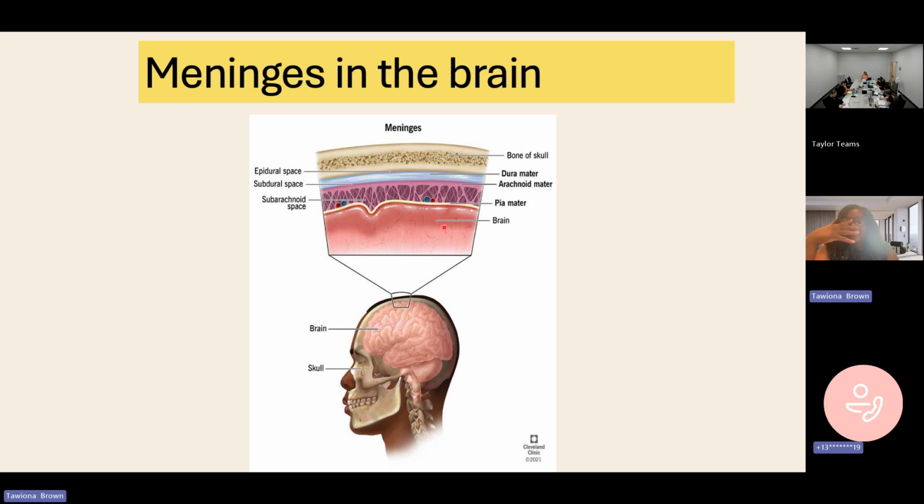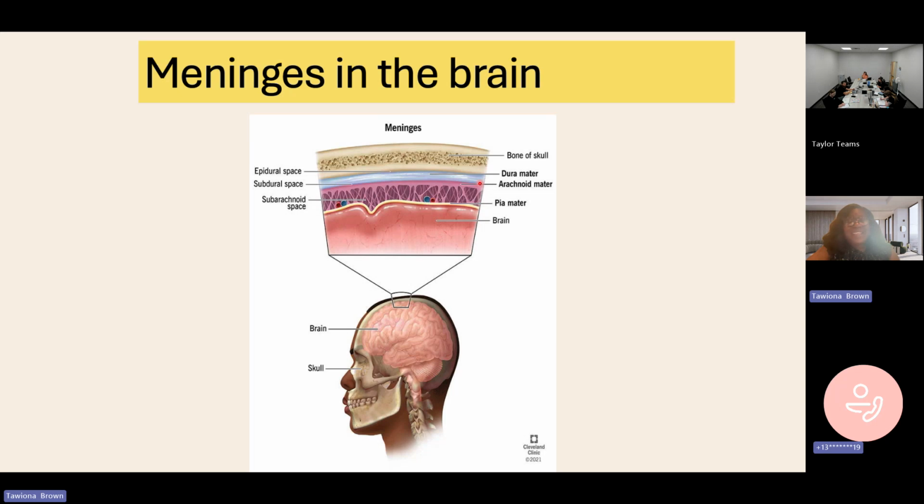Now, within the brain and within the spinal cord, we have these hypothetical spaces. They're hypothetical spaces until you have trauma. When trauma occurs, that potential hypothetical space becomes a real space. Okay, so what you'll notice here between the bone, or the skull, and the dura mater, there's this little line here. Between that is the epidural space.